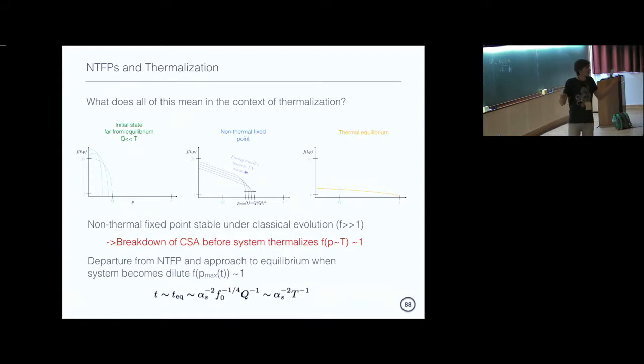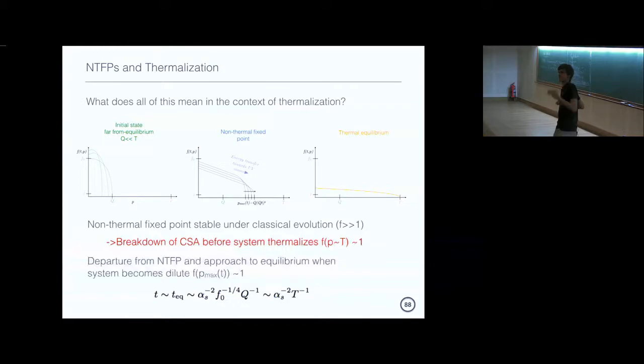I mean, in thermal equilibrium, the occupancy is of order 1. So what one has is a breakdown of this classical statistical approximation before the system thermalizes, and so I can never use it to really study thermalization in the quantum sense, but I can use it to study some of these interesting transport phenomena. As that happens, the system will also depart from the non-thermal fixed point, because the non-thermal fixed point, at least the one I discussed here, is really only stable in this classical regime, under classical evolution.